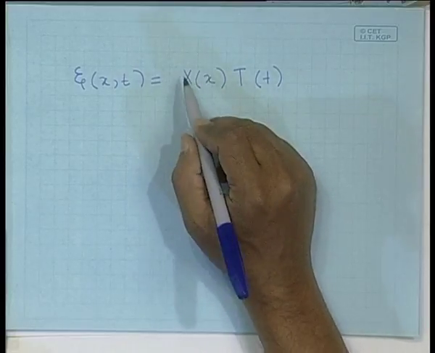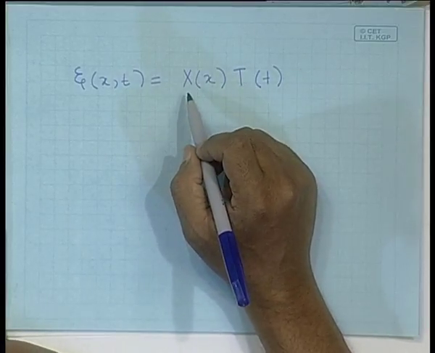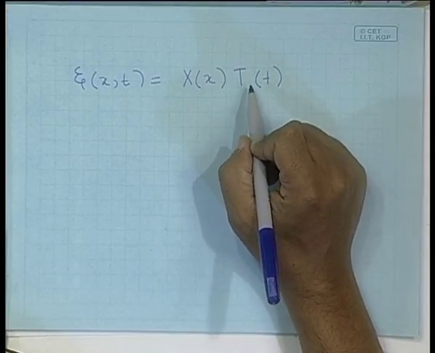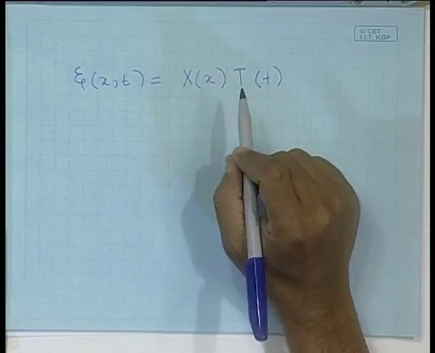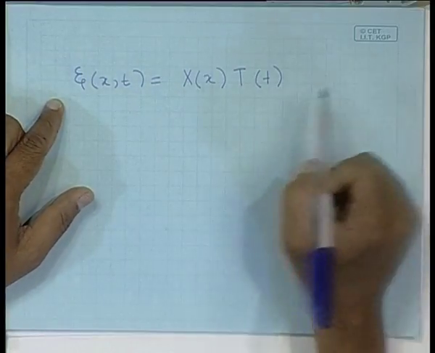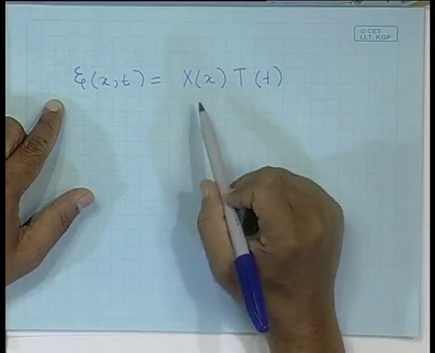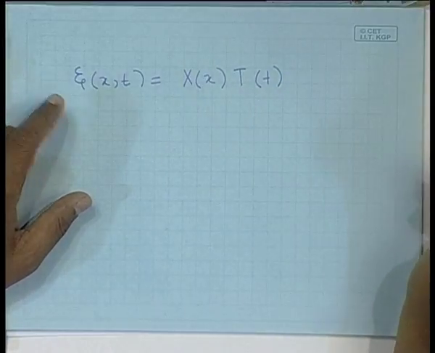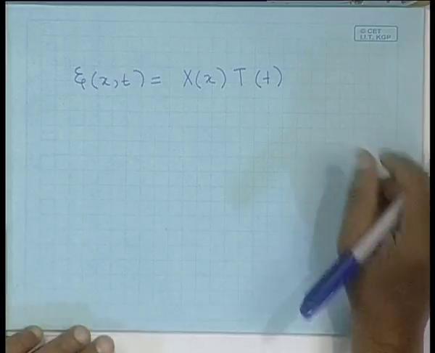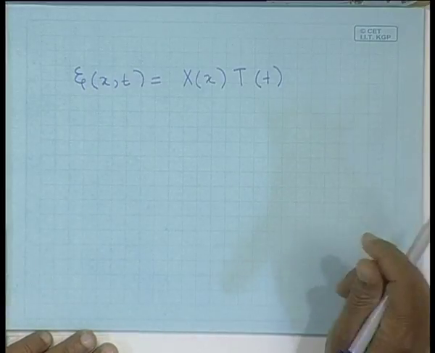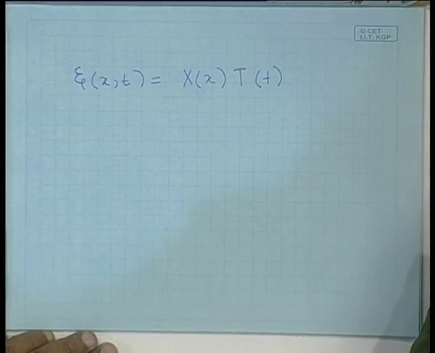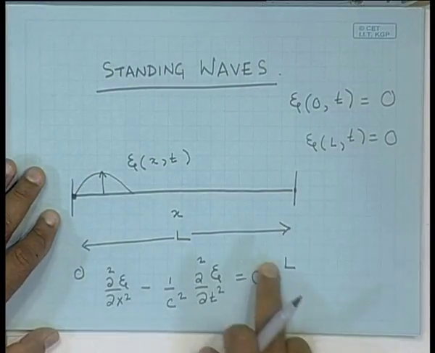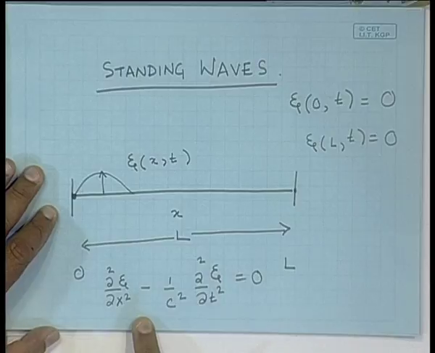The first one, capital X, is a function of the position alone. The second function, capital T, is a function of time alone. So, we are expressing the disturbance in this string as a product of two functions, one of position alone and one of time alone. So, we are taking a trial solution that looks like this. If you take such a trial solution and put it in the wave equation, what do you get?